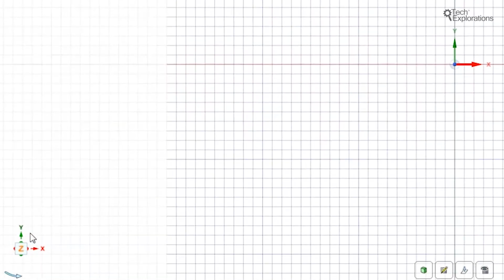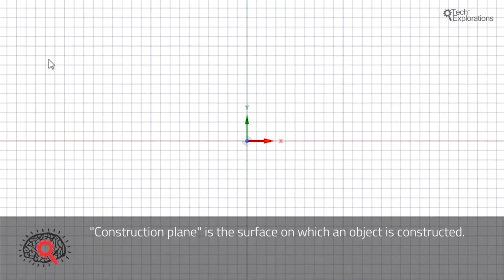Now, if we go to a certain view here, you see it looks like graph paper. This is the construction plane. And the default construction plane in DesignSparck Mechanical is projected along the X and Y axes.